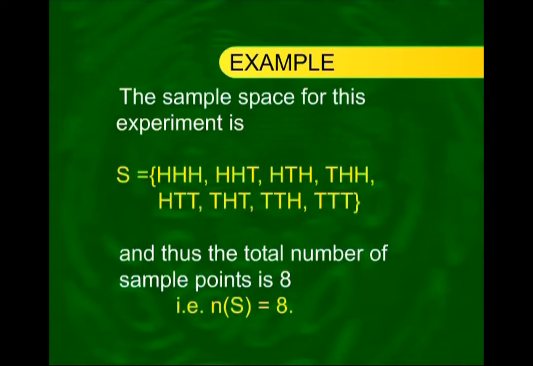Let us consider another example. Suppose that we toss a fair coin 3 times. As you now see on the screen, the sample space of this experiment consists of 8 possible outcomes: head head head, head head tail, head tail head, tail head head, head tail tail, tail head tail, tail tail head, and tail tail tail.